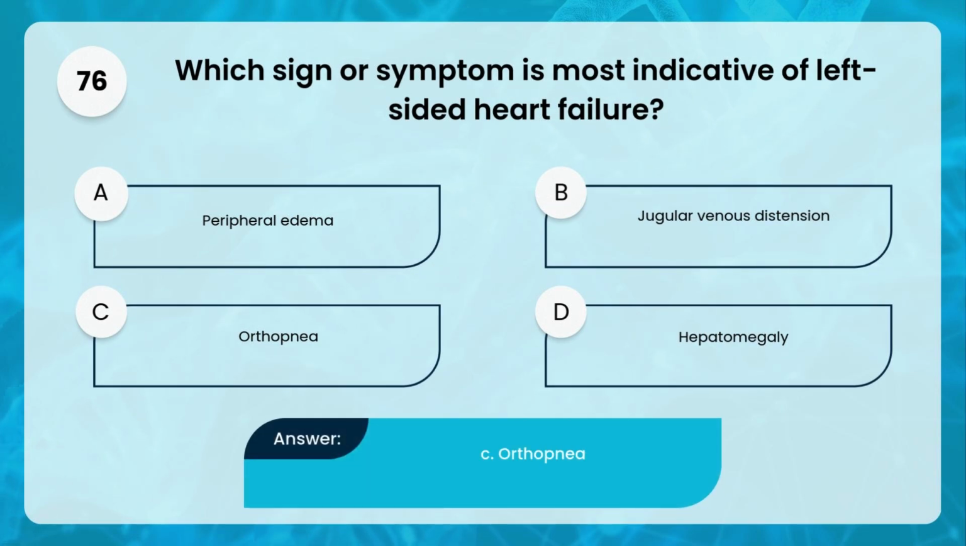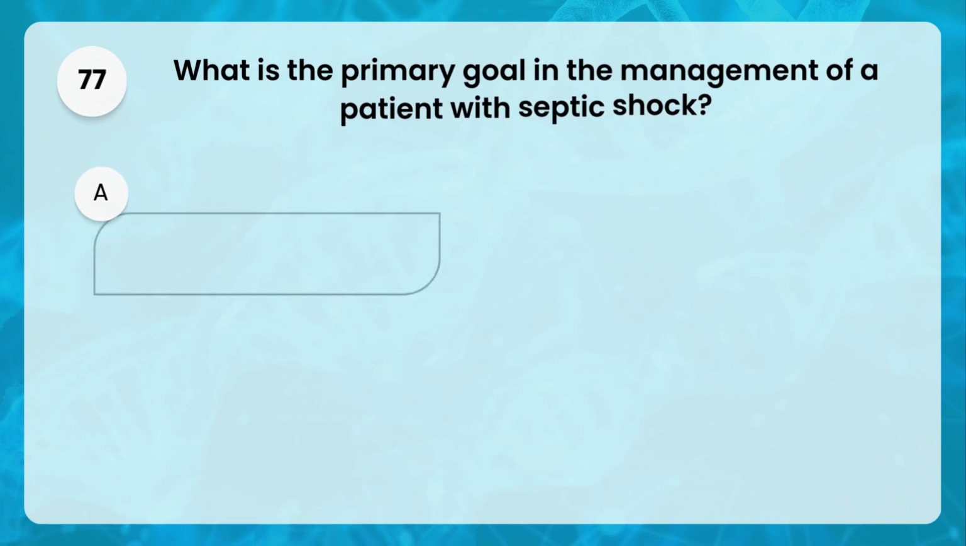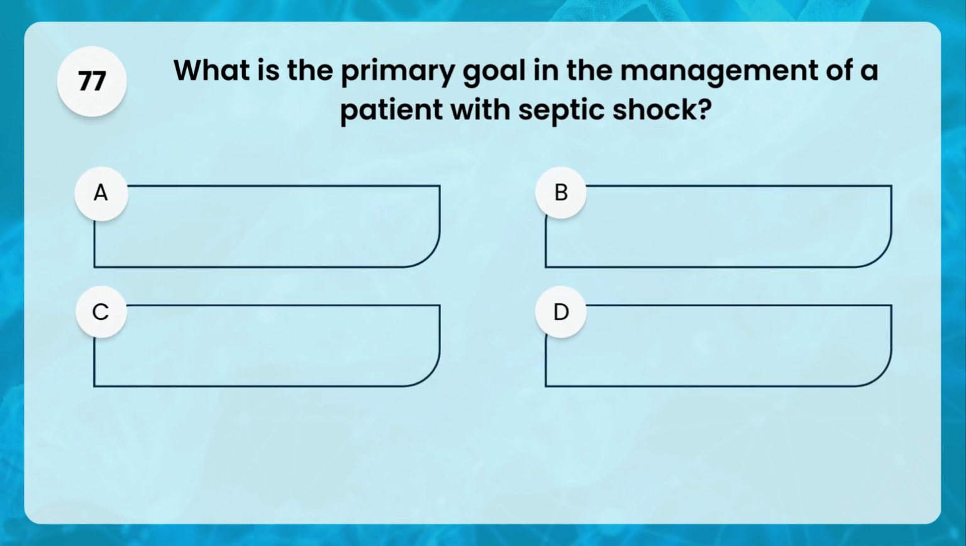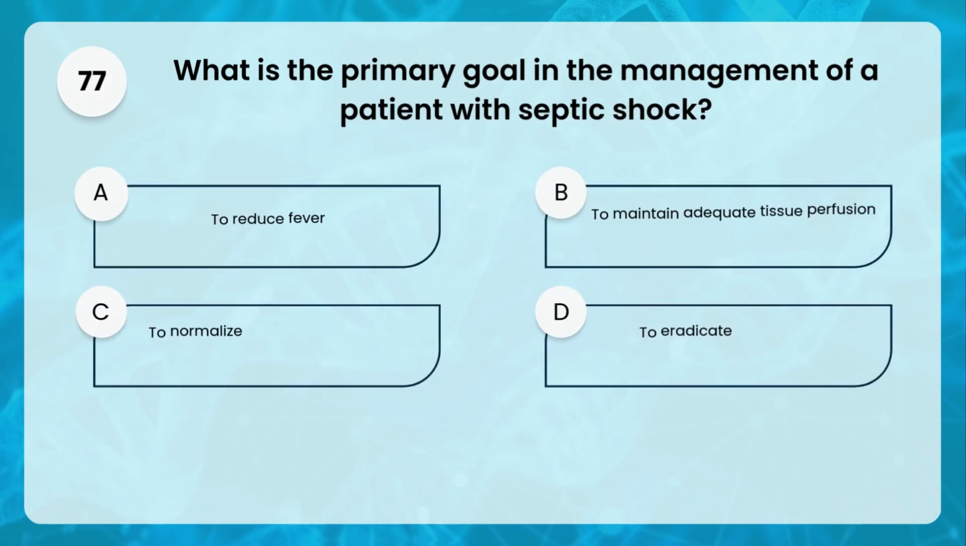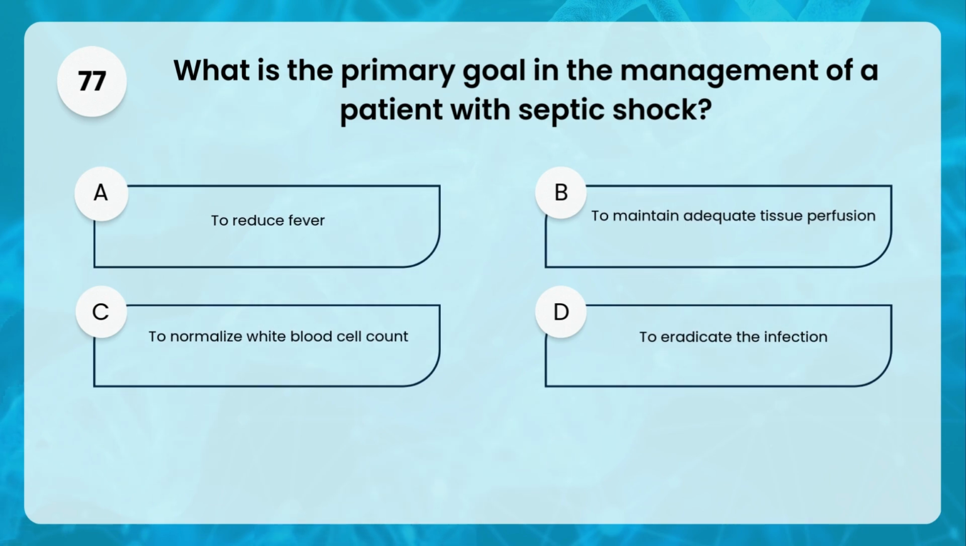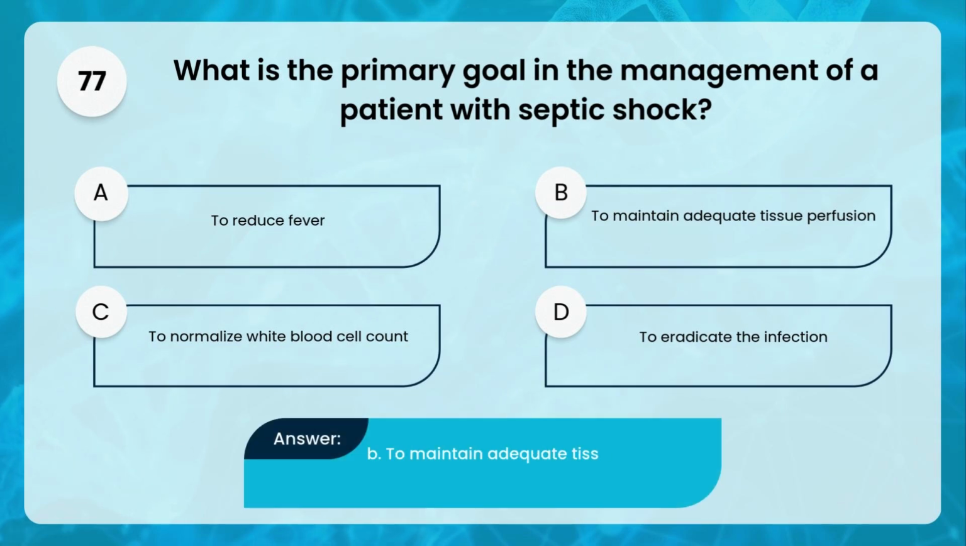Orthopnea. 77. What is the primary goal in the management of a patient with septic shock? A. To reduce fever. B. To maintain adequate tissue perfusion. C. To normalize white blood cell count. D. To eradicate the infection. The answer is B. To maintain adequate tissue perfusion.